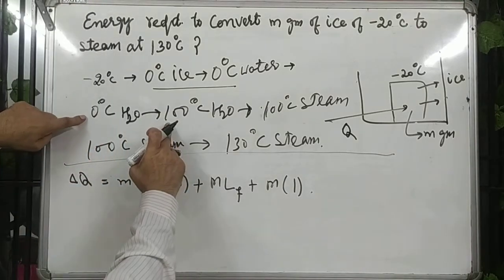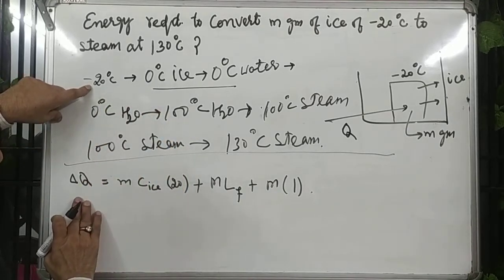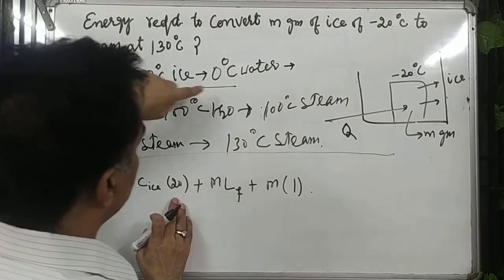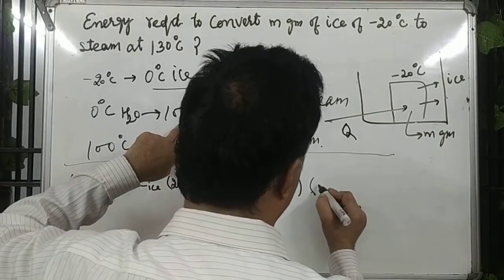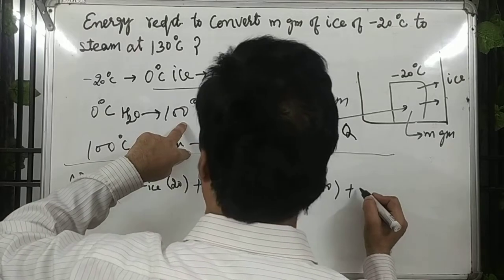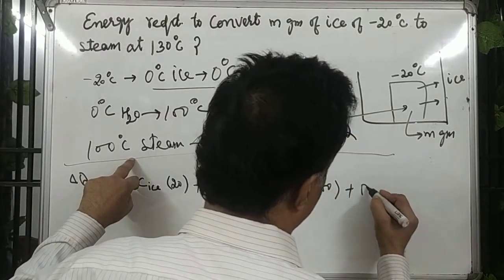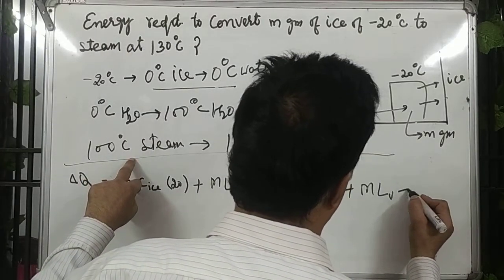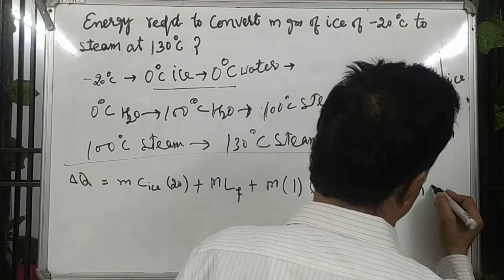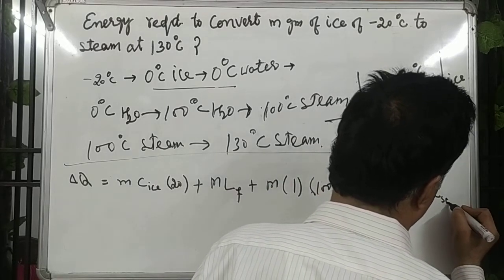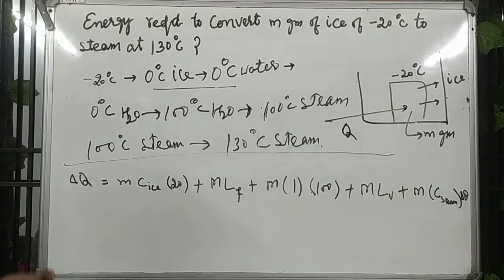0 to 100. Minus 20 degrees Celsius to 0, m c theta, 0 to 0, mL, and then 0 to 100 degrees Celsius of water, this is 100 degrees Celsius, plus now 100 degrees Celsius water to 100 degrees Celsius steam, mL, mL of vaporization, and later on 100 degrees steam to, this is m c theta, m c with specific heat for steam into delta theta.